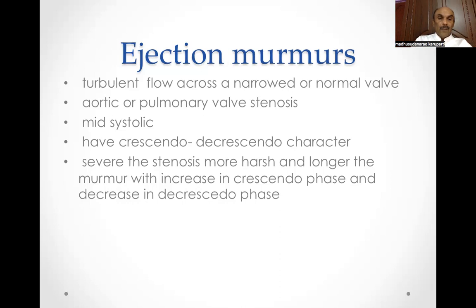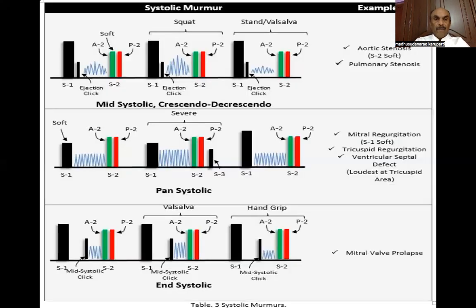If the stenosis is more severe, the murmur is harsh and longer. If the stenosis is severe with an intact interventricular septum, the murmur becomes more harsh and longer, and it increases in the crescendo phase and decreases in the decrescendo phase.